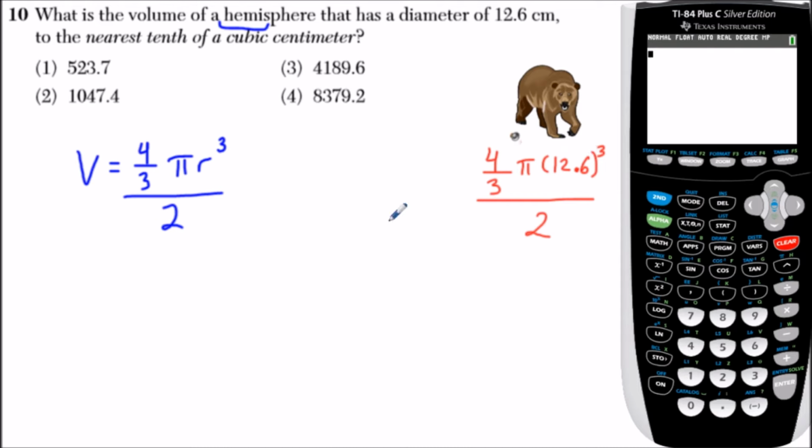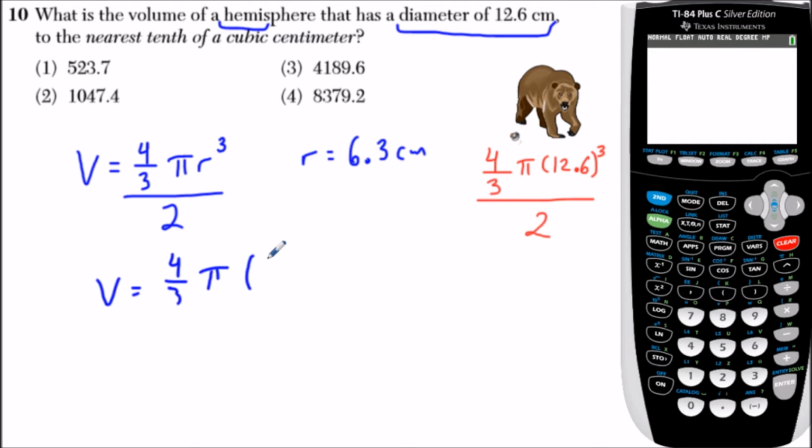If you rush too quick, you are going to step in a bear trap throughout this test, so please take your time. The radius is half of the diameter, so please make sure that you are dividing the diameter by 2. We're going to have 6.3 centimeters. So when we plug into our formula, we have 4/3 pi, and then we have 6.3 to the third power, all divided by 2. So we go to the calculator, alpha y equals enter, helps you write in fractions, especially when you have a fraction in a fraction.